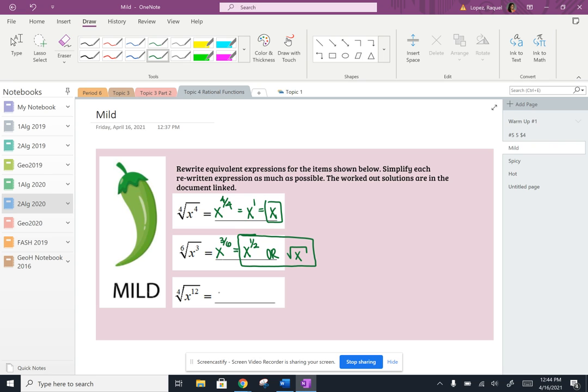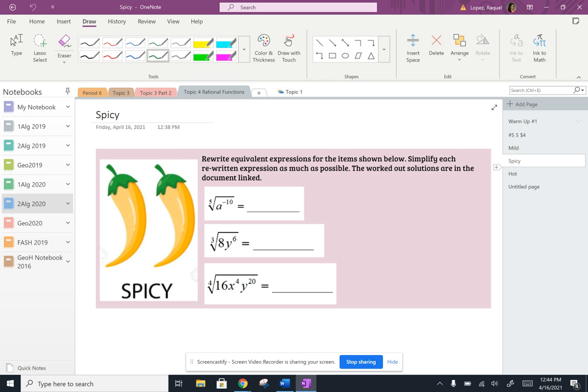Okay, and then for the last one, we've got x to the 12 over 4. Well, 12 divided by 4 simplifies to 3, so we've really got x cubed. And so these are the equivalent expressions for the original problems. Let's go ahead and try these next ones.